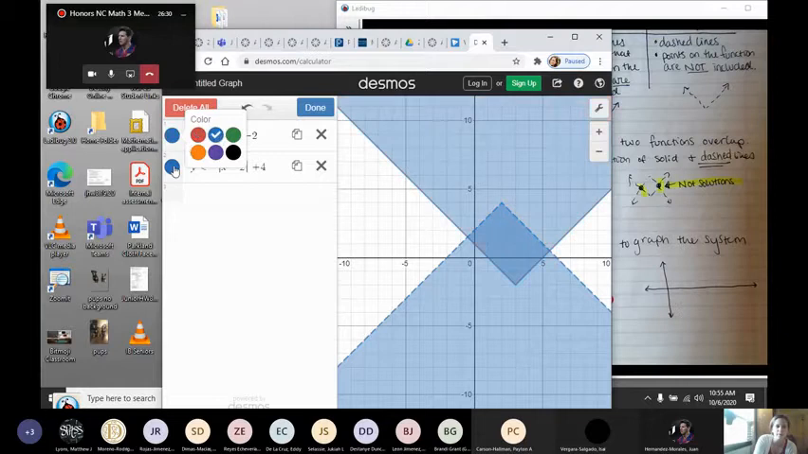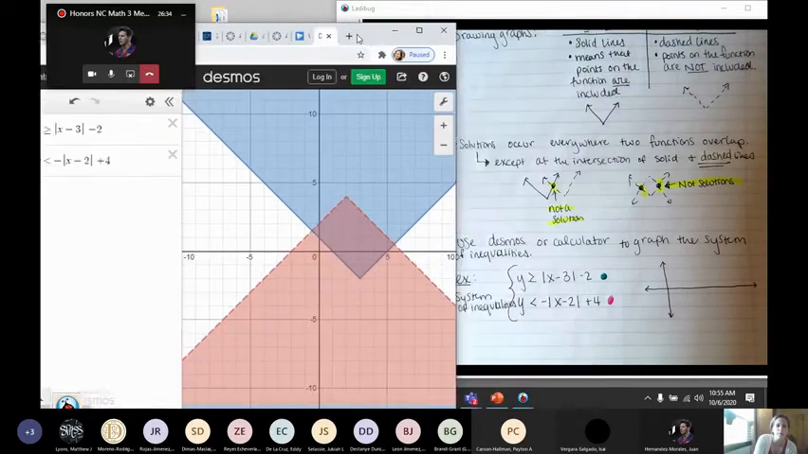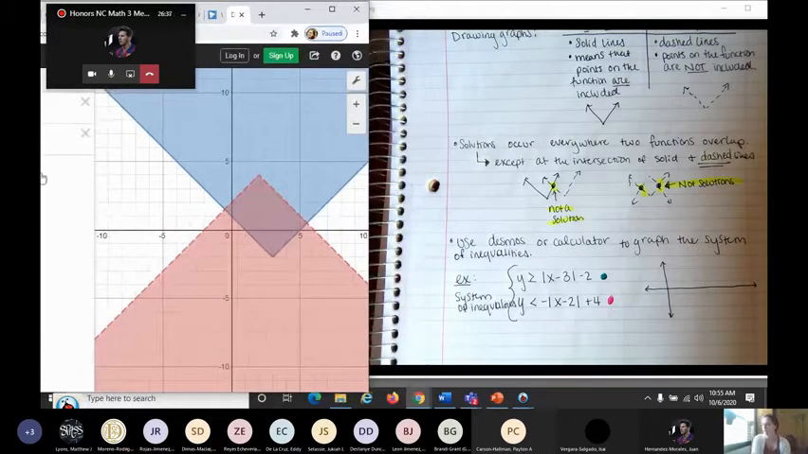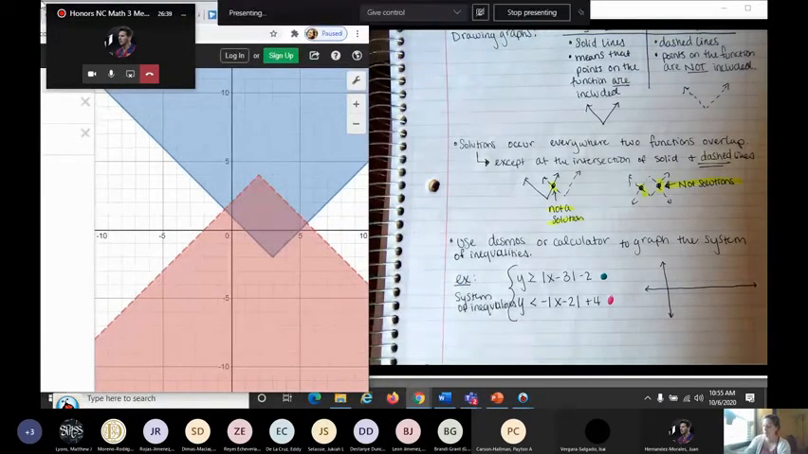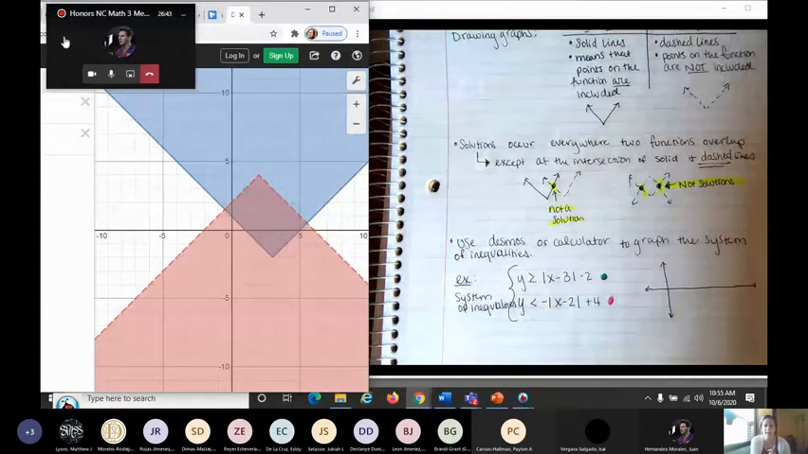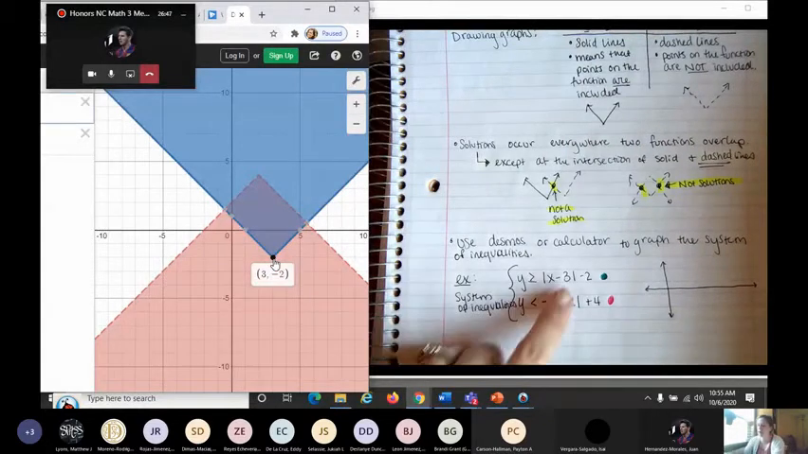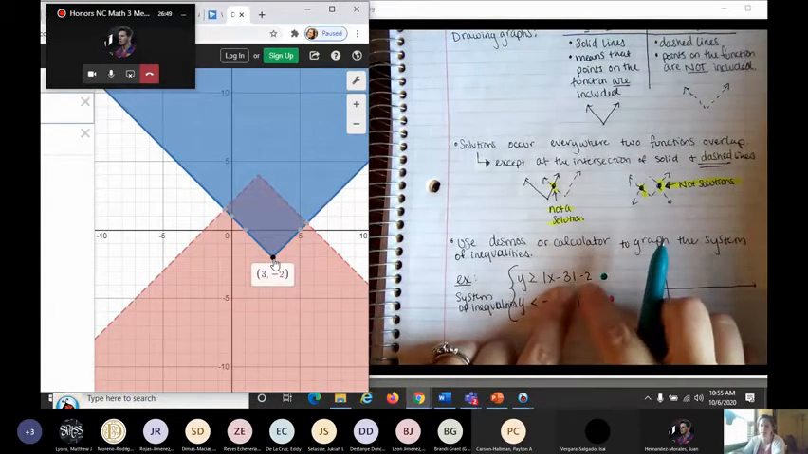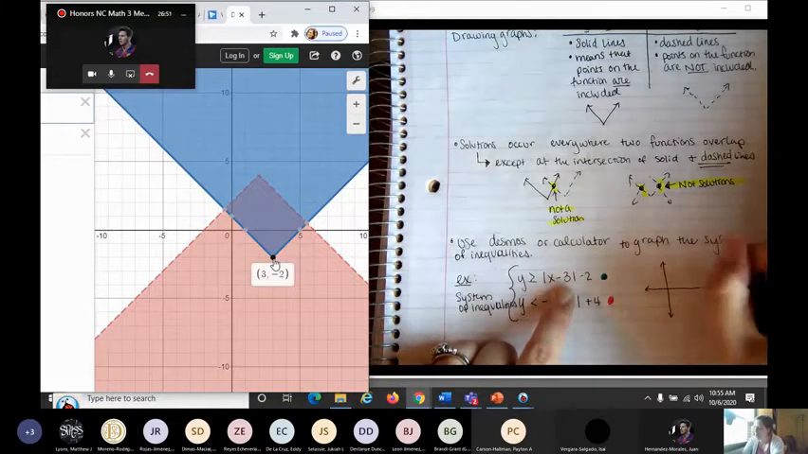I want this one to be blue and I want this one to be red. Okay, that'll be a little bit more similar to what we have on our paper. So the blue ones match up. Those are the same. That vertex is at the point (3, -2). So if I click on it here, (3, -2), I also could recognize that the vertex is indicated right here.